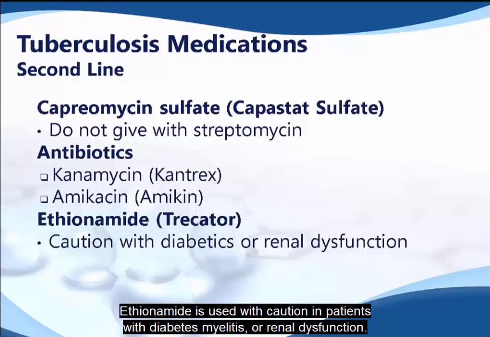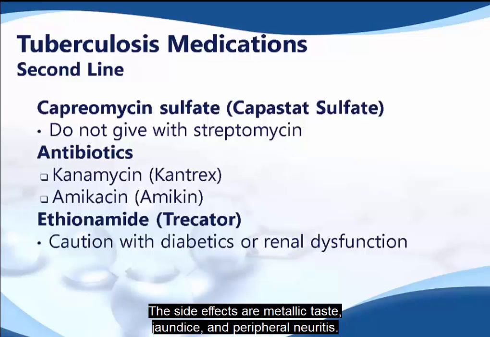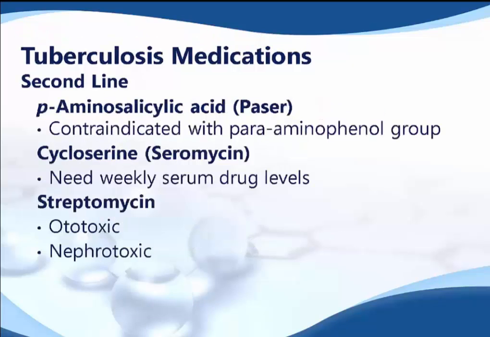Ethionamide is used with caution in patients with diabetes mellitus or renal dysfunction. The side effects are metallic taste, jaundice, and peripheral neuritis. Monitor glucose levels in patients with diabetes mellitus. Administer pyridoxine as prescribed to reduce the risk of neurotoxicity.